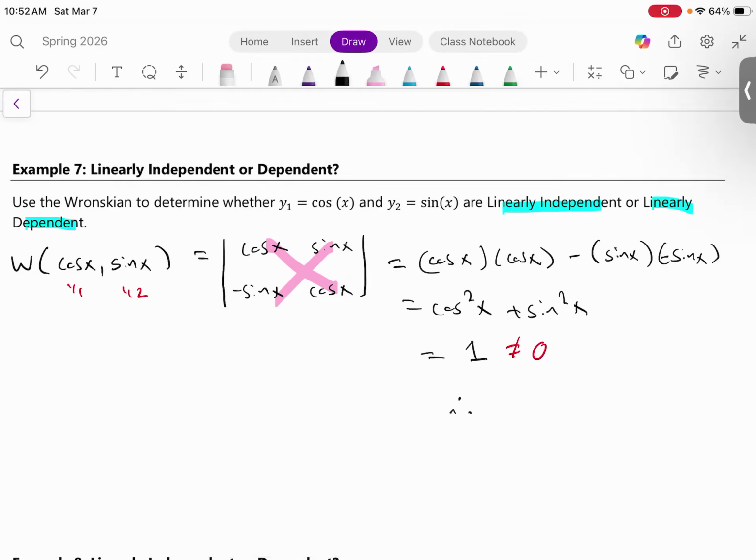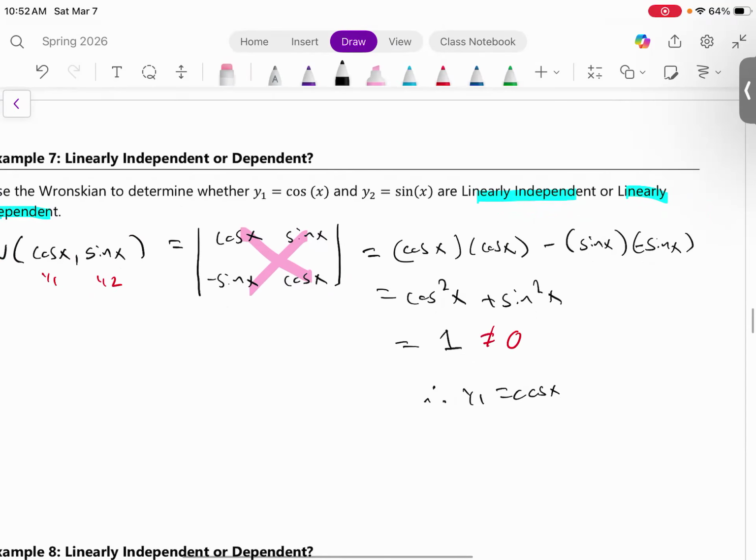So therefore, y1 equals cosine x and y2 equals sine x are linearly independent.